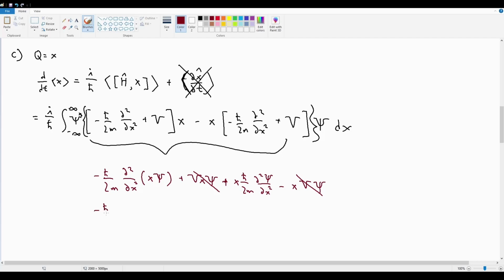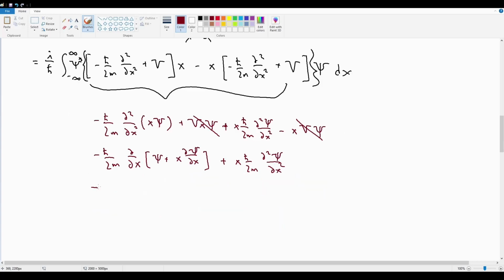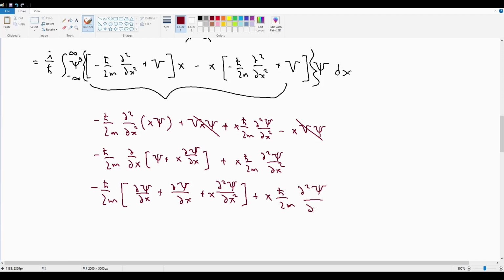What we're left with is negative h bar over 2m times d by dx, using the chain rule, of psi plus x d psi by dx. And then this is added with x h bar over 2m d2 psi by dx squared. Is that correct? Box prime times triangle plus triangle prime times box. Yeah. Okay. And this is going to be minus h bar over 2m. Apply a second derivative. This is going to give me d psi by dx plus d psi by dx plus x d2 psi by dx squared. We're going to add x h bar over 2m d2 psi by dx squared.